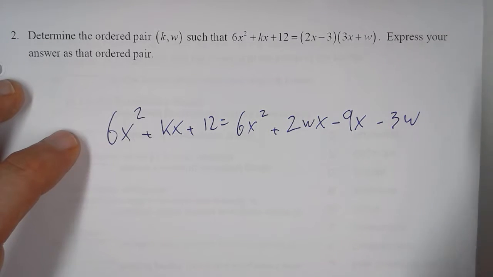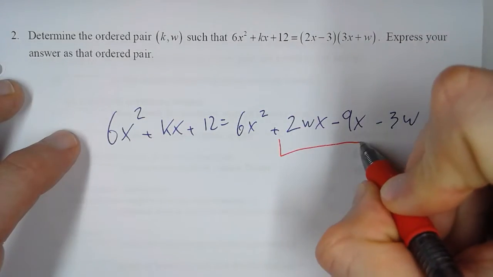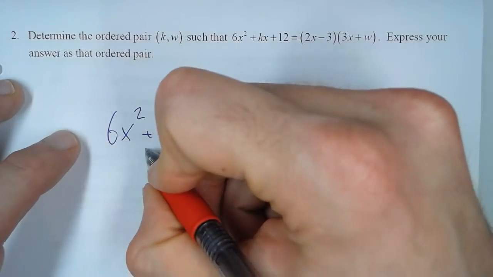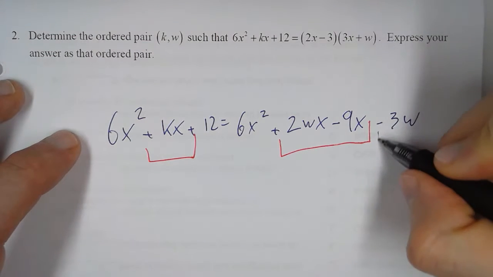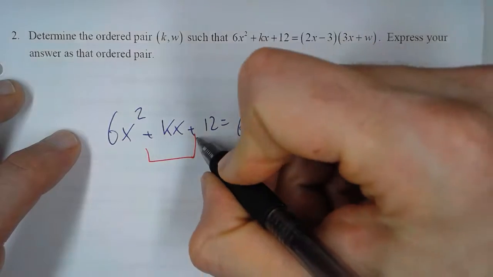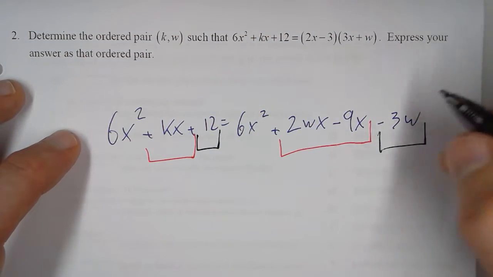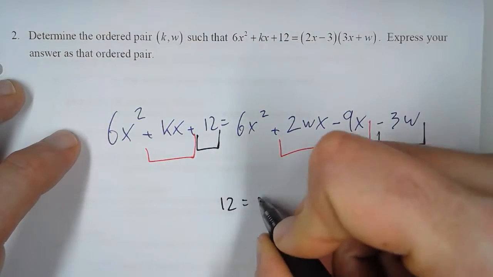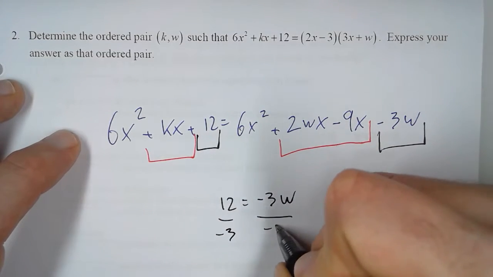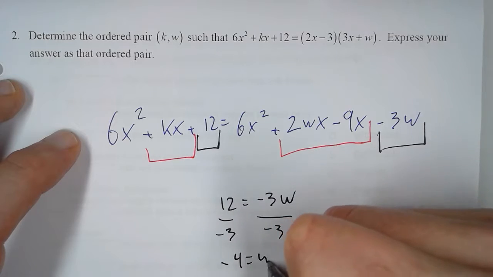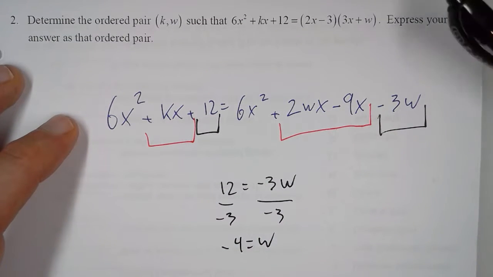Okay, now these two terms have an x in them, which means these two combine to be whatever k is. But this last term doesn't have an x at all, which means this has to equal positive 12. So 12 equals negative 3w. When we divide both sides by negative 3, we get negative 4 equals w.